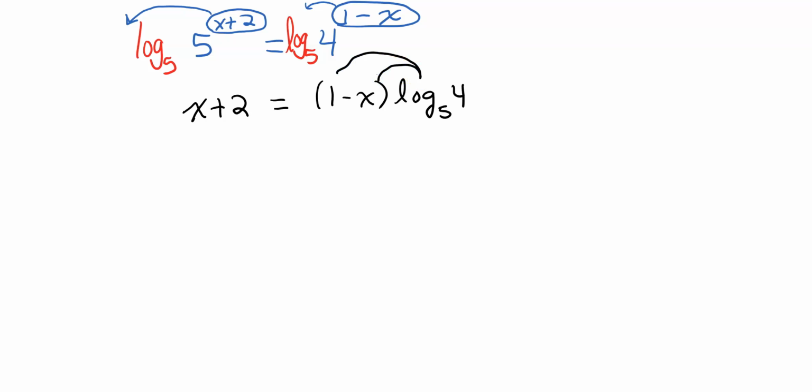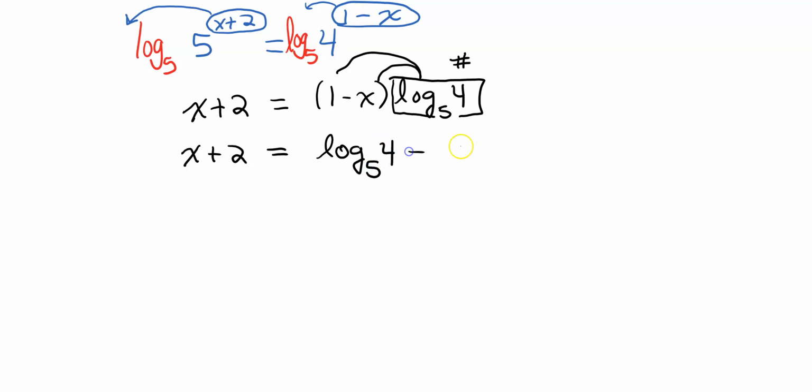Okay, now in order to solve for x, I need to get x's to one side. So I need to distribute, because log base 5 of 4 is a number. Remember that, that's a number. So I take that number and distribute so that I can move things to the left-hand side to combine with the other x on the other side, right? So here's x plus 2 is equal to log base 5 of 4 times 1, which is log base 5 of 4, minus x times log base 5 of 4.